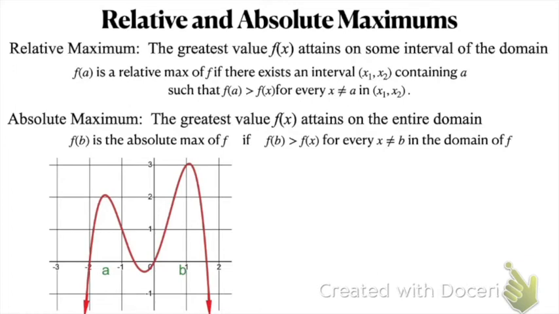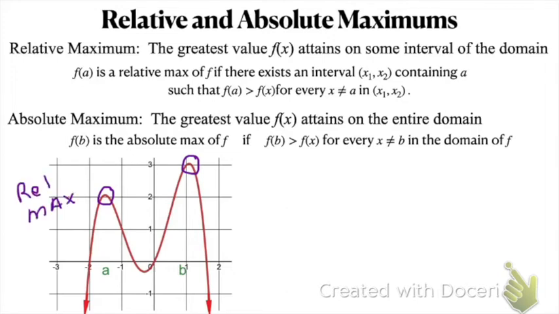Relative and absolute maximums happen at the tops of hills. So the relative maximum is the greatest value f of x attains on some interval of the domain. And the absolute maximum is the greatest value f of x attains on the entire domain. What we're looking at here is these high points. So if you look at right around where -1.5 is, it goes up to just above 2. That y value there is higher than all the other y values around it, so it is a relative max.